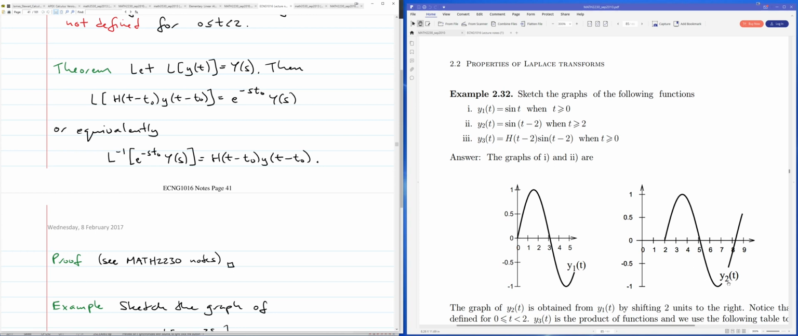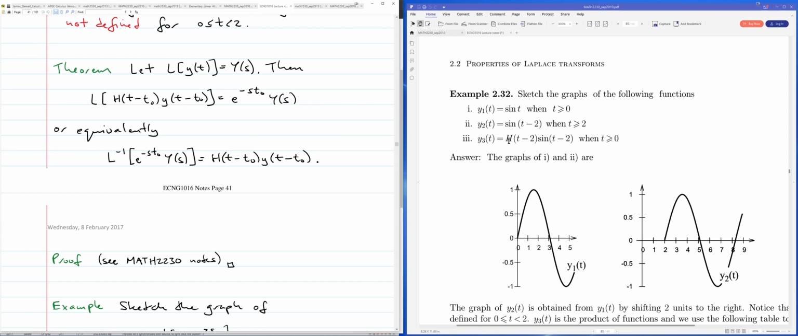Now, what you want to notice about y2 of t is that it is defined for t bigger than or equal to 2, but it's actually not defined before 2. And that is just how it's constructed. Why have it as undefined for t less than 2 in this definition over here is to illustrate a point in y3 of t.